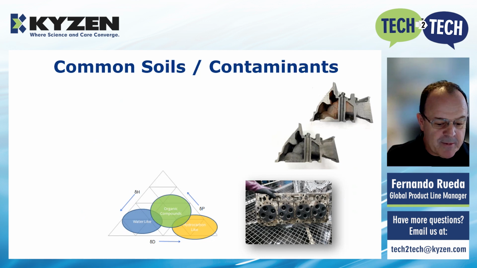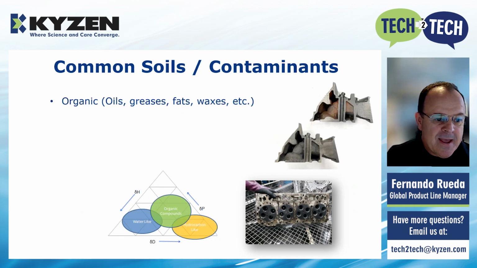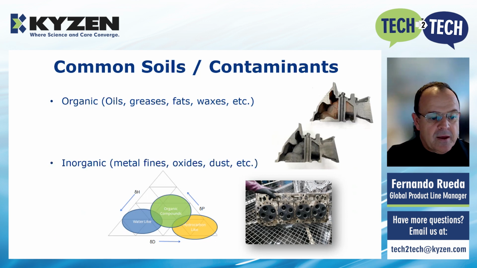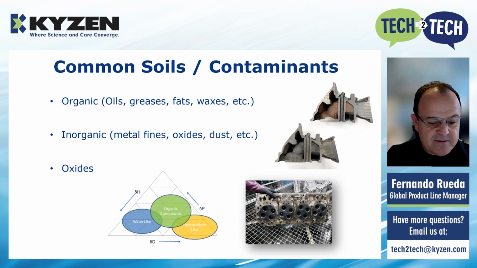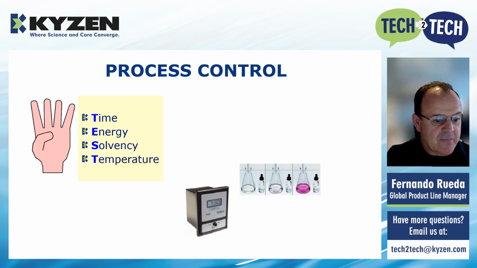Soils and contaminants. Okay, so we have different types: organics like oil, greases, etc., that can come from forming or stamping operations. Inorganic types like metal fines, oxides, etc., require different types of chemicals to be removed. Oxides, again, a different type of chemical for that.